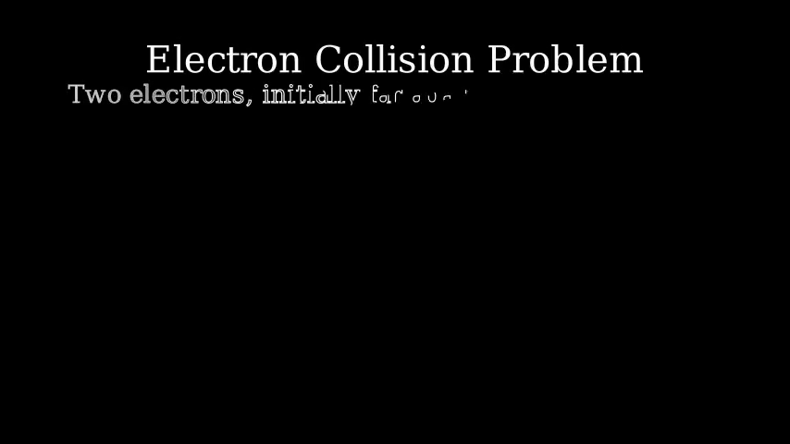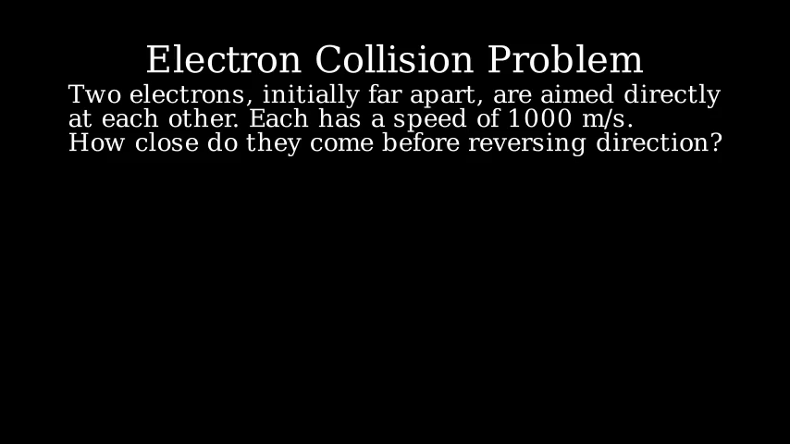In this video, we'll solve a physics problem about two electrons approaching each other. The problem states two electrons initially far apart are aimed directly at each other. Each has a speed of 1,000 meters per second. How close do they come before reversing direction and flying apart?